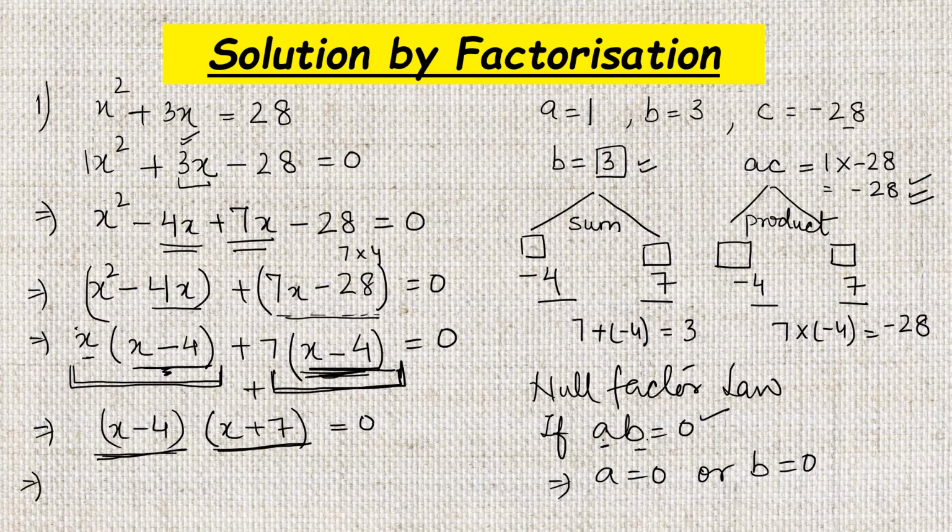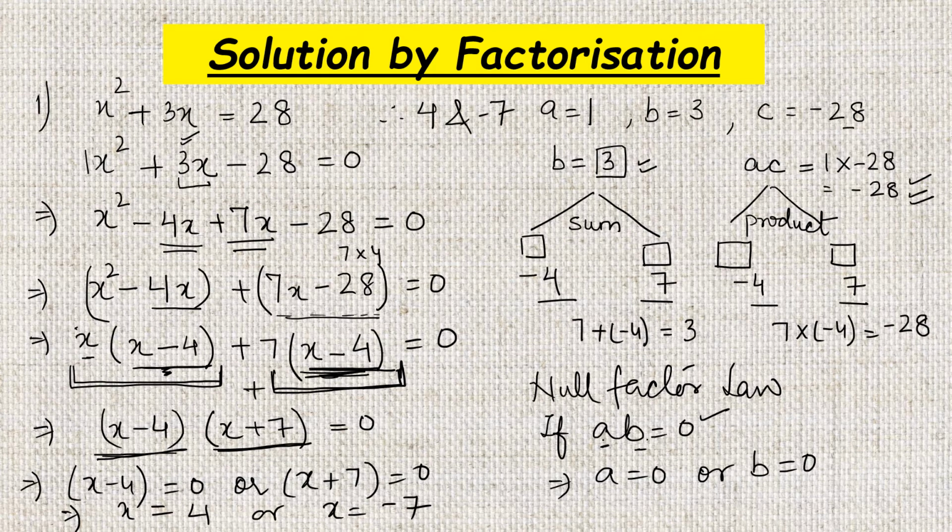Now here the product of this bracket and this bracket is 0. So by null factor law, either this factor is equal to 0, or this one is equal to 0. It implies x is equal to 4 or x is equal to minus 7. So therefore 4 and minus 7 are the two solutions of this equation.